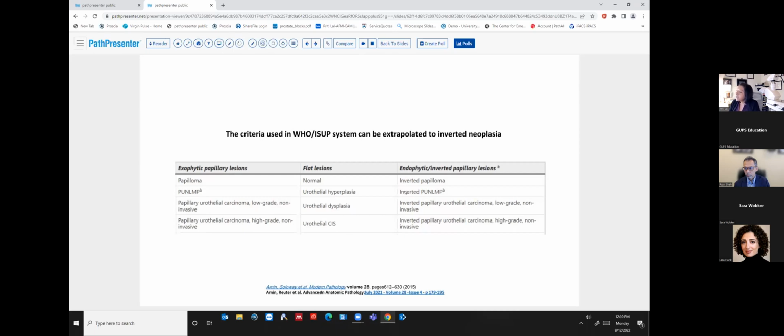So a lining which looks normal in an endophytic growth will be seen in an inverted papilloma, and a hyperplastic lining will be seen in an inverted PUNLMP lesion. And similarly, low and high-grade inverted lesions will have these kinds of appearances.